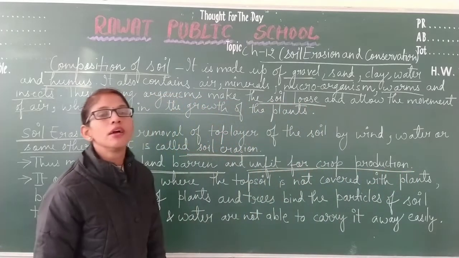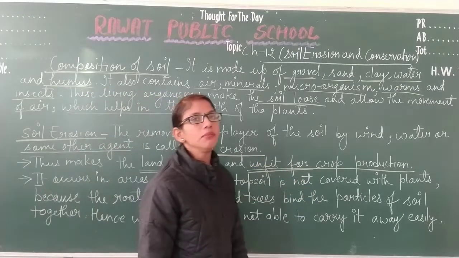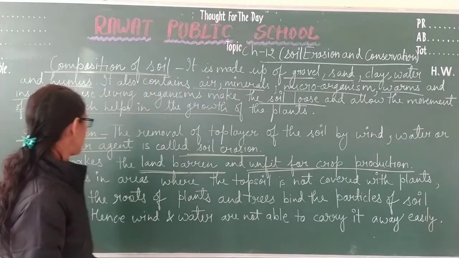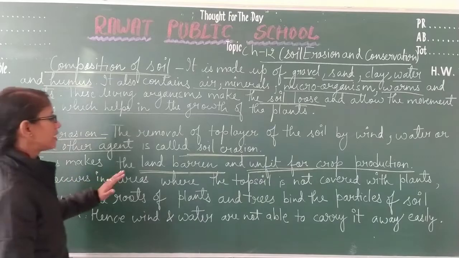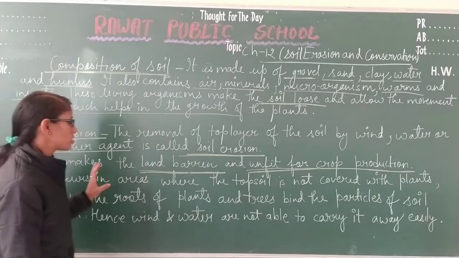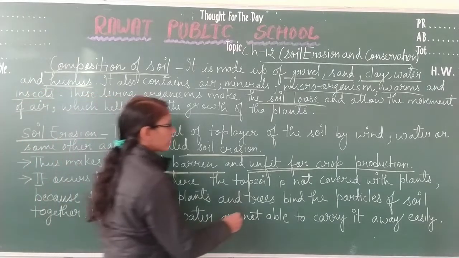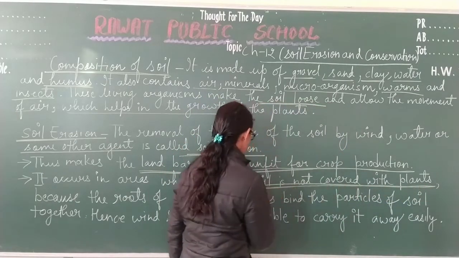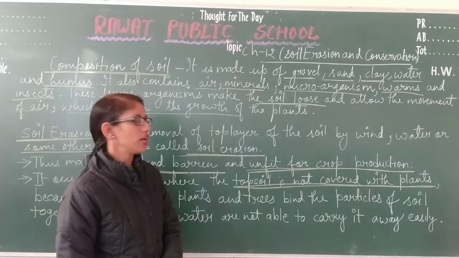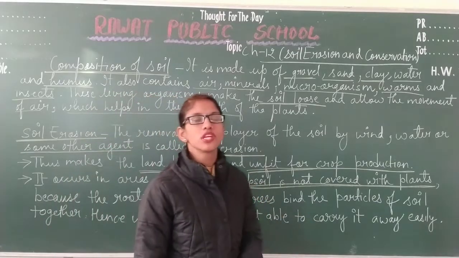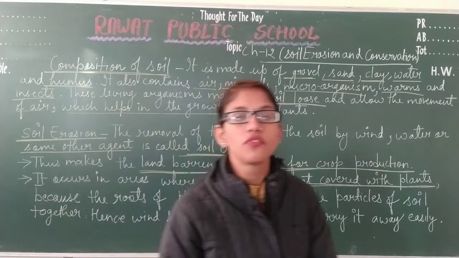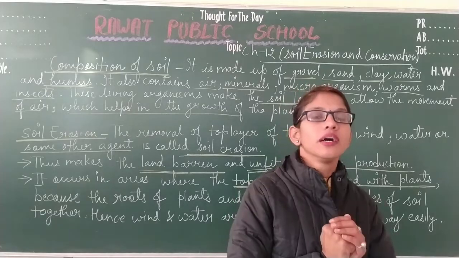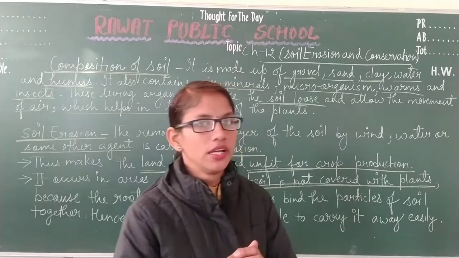That land will become barren and unfit for crop production. After this, it occurs in areas where soil erosion occurs. It occurs where the topsoil is not covered with plants. If plants are not grown on the topsoil, then soil erosion will occur because the roots of the plant bind the particles of the topsoil together.